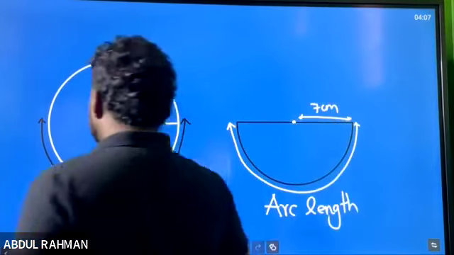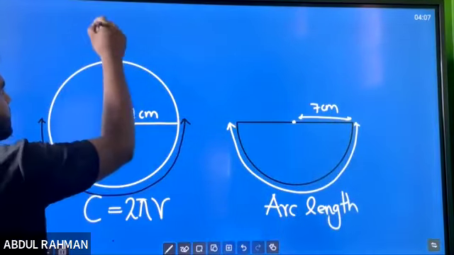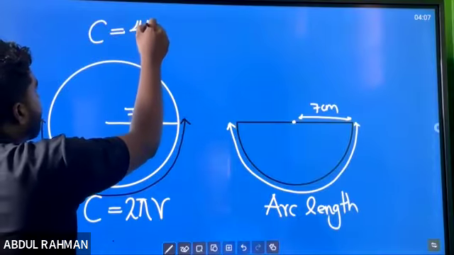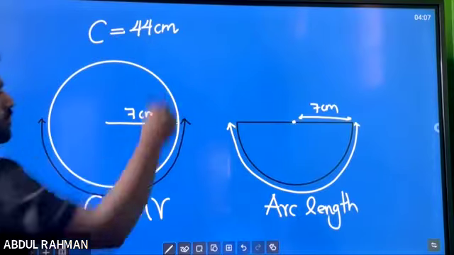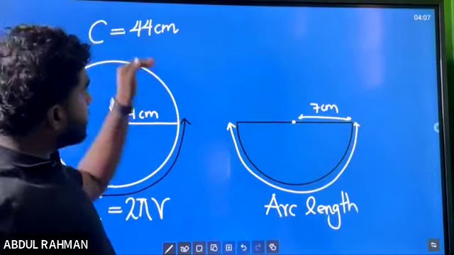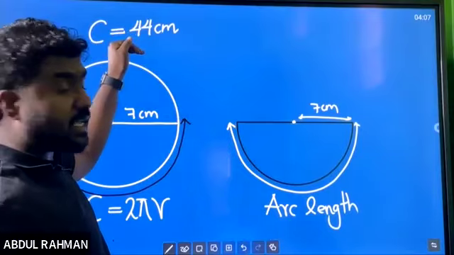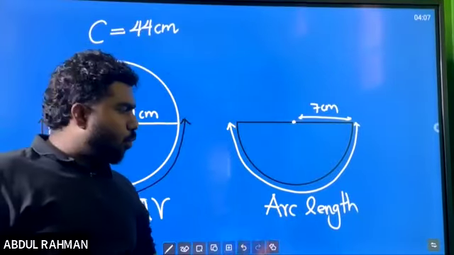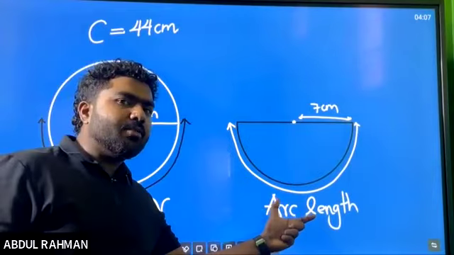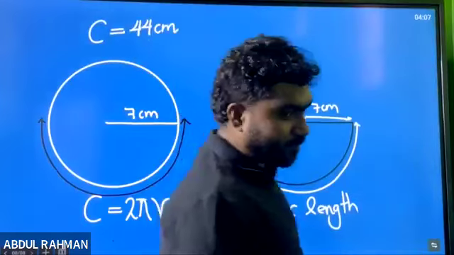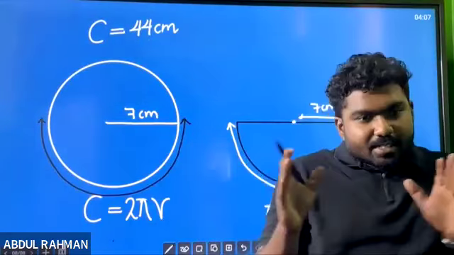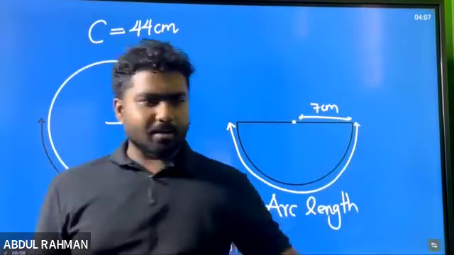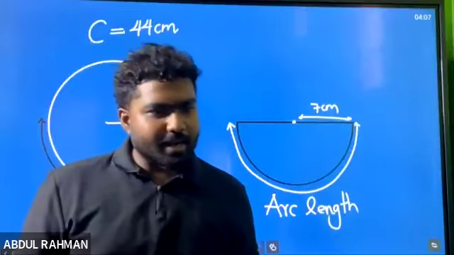For example, the circumference of this circle is equal to 44 centimeters. I'm saying the circumference of the circle is equal to 44 centimeters. I'm asking, what is the arc length of this? The chat box is open to you. Think. Even though you go wrong, never mind. Put your answer.